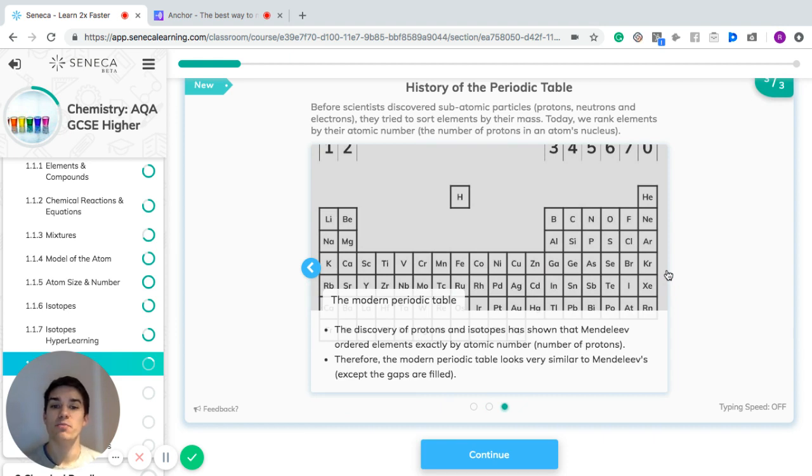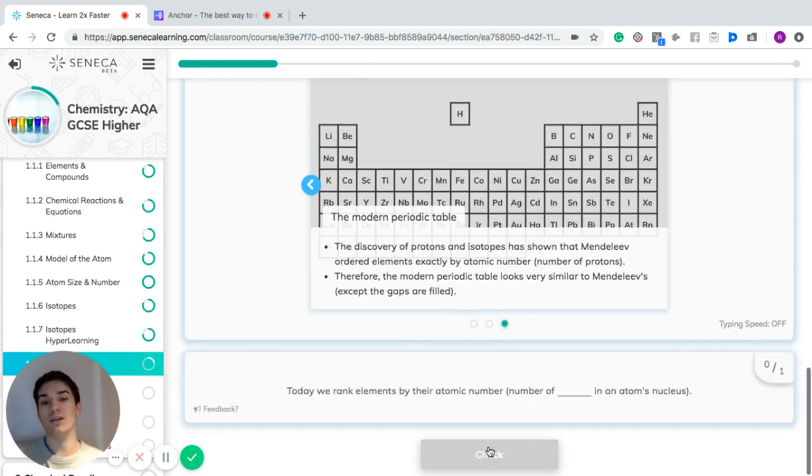Now, the discovery of protons and isotopes has shown that Mendeleev ordered elements exactly by atomic number. Remember, that's the number of protons. Therefore, the modern periodic table looks very similar to Mendeleev's periodic table, except that the gaps are now filled because we've now discovered some of the elements that weren't discovered at the time that he came up with the table.